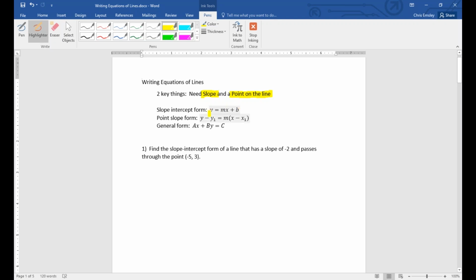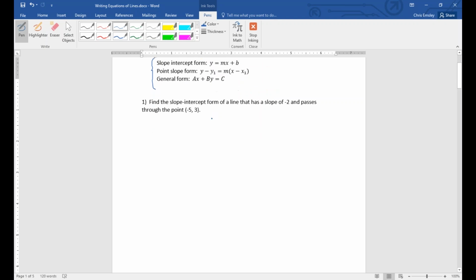Sometimes those might just be stated, given to us at the beginning of the problem, or sometimes we'll have to use some information in the problem to figure them out. As I work through these examples, and we've got 5 examples in this video, the 3 forms of the line that I'm going to be using are listed here: the slope-intercept form, the point-slope form, and the general form. So if you're not familiar with those, you might want to take some time and study them and look over them.